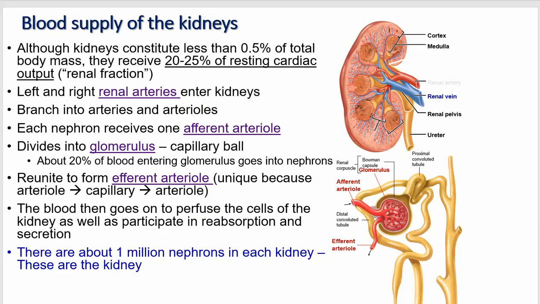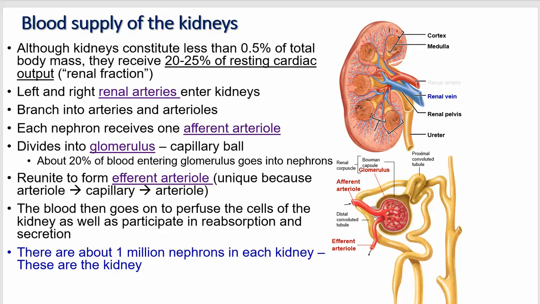Okay, so blood supply. On average, we talked about this before too, when we talked about parallel flow. Kidneys constitute less than 0.5% of total body mass, but they receive 20 to 25% of resting cardiac output. I think that's surprising and impressive, but it makes sense because the job of the kidneys is to filter blood. So of course blood's going to have to move in there. So 20 to 25% of cardiac output goes to the kidneys to be filtered.